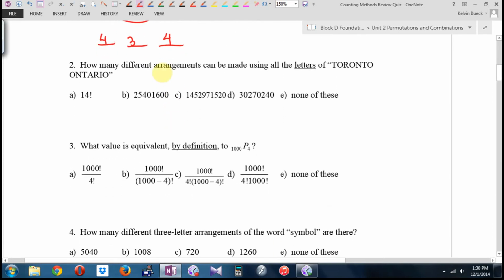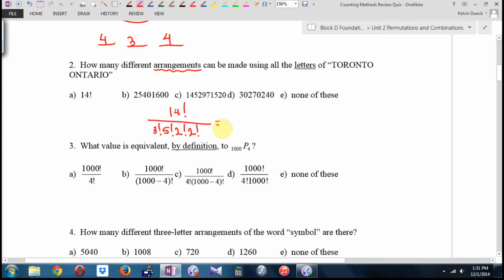How many different arrangements? Again, arrangements is a trigger word that tells you it's a permutation, not a combination. Using all the letters of the word Toronto, Ontario: that's 14 letters. It's going to be 14 factorial over 3 T's, 5 O's, 2 R's, 2 N's. Is that it? I think that's it. 14 factorial over 3 factorial, 5 factorial, 2 factorial, 2 factorial.